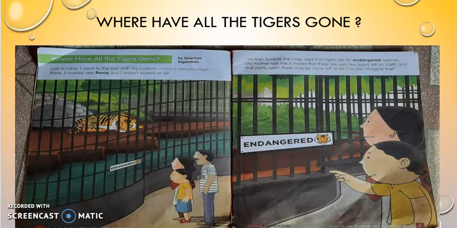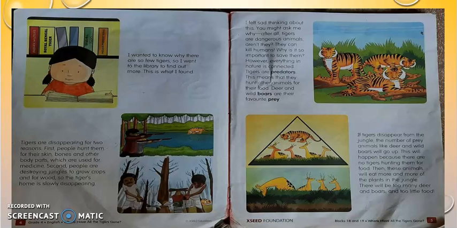Okay, let's go to the next page. I wanted to know why there are so few tigers, so I went to the library to find out more about this. So the author goes to the library because he wants to know more about it. Tigers are disappearing for two reasons. So when he goes to the library, he comes to know that tigers are disappearing for two reasons.